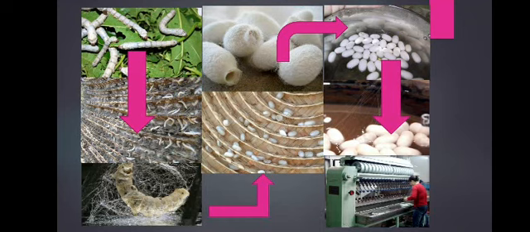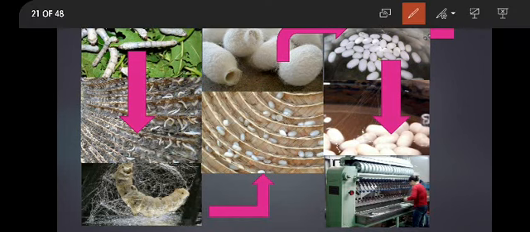These are the real pictures. These are the silkworms, the Bombyx mori silkworm. They feed on mulberry leaves. After a growth of 25 to 30 days, they are transferred to the reel. This is the reel.